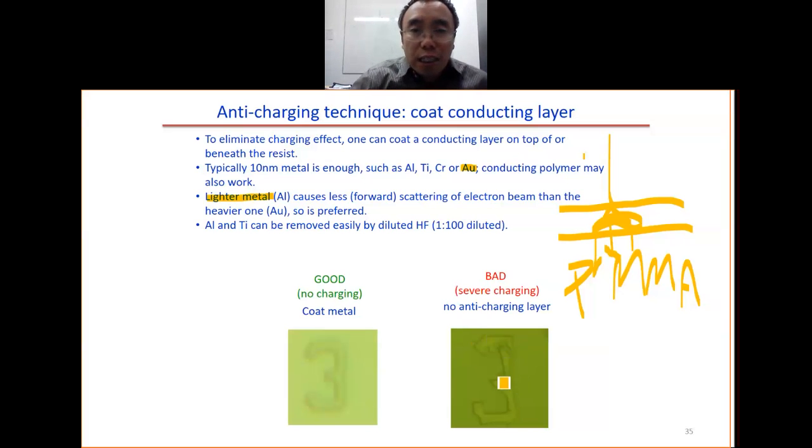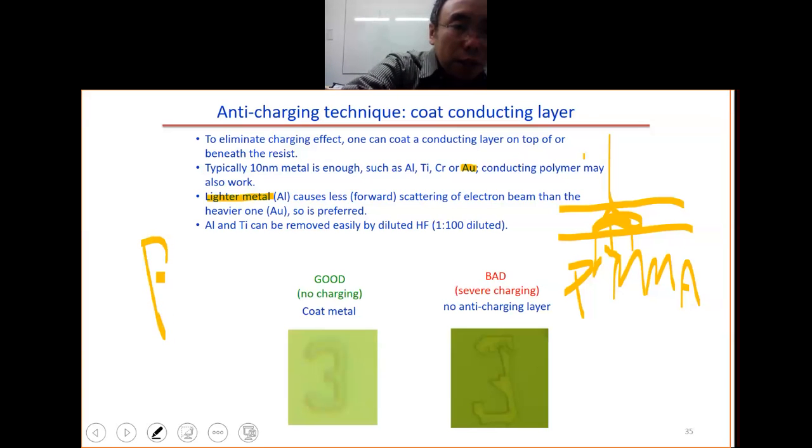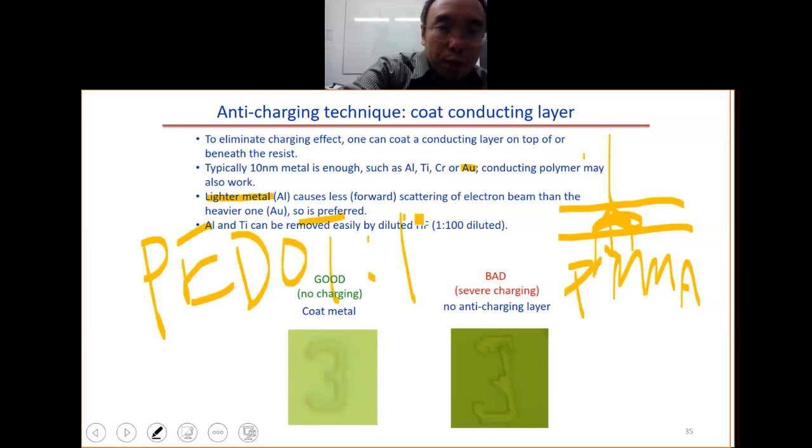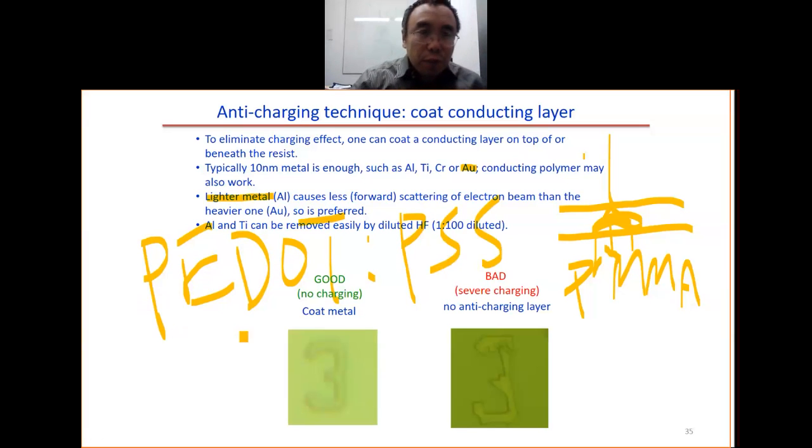In recent years, people also try polymer coating, using a semiconducting polymer. For example, this one, PEDOT:PSS. The name is complicated. But this PEDOT:PSS is a conducting polymer, and it is soluble in water. So you coat this polymer on top of the resist, then do the exposure. Afterwards, you use water to remove this conducting polymer, and then you do the development.